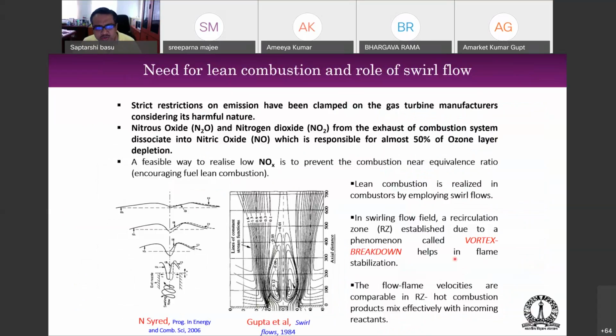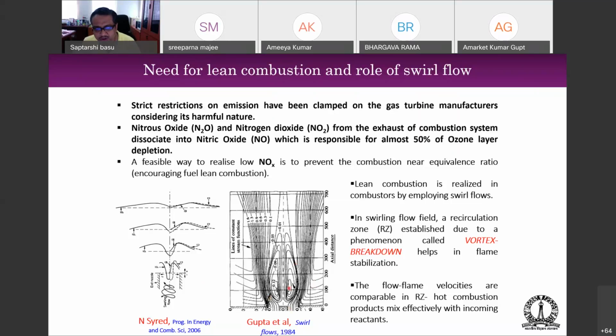So in order to see that, as I already told, in any such combustor you normally use swirling flows. And what is a swirling flow? Basically, a swirling flow is where you inject a tangential momentum into a predominantly coaxial flow field. As a result, you get what is called the vortex breakdown phenomenon. Once this happens, it creates a recirculation pocket very close to the burner lip.